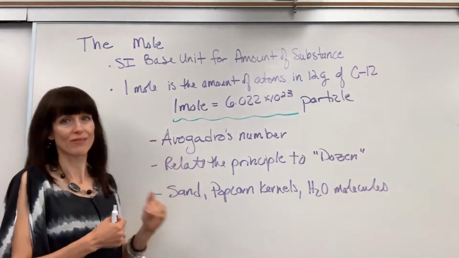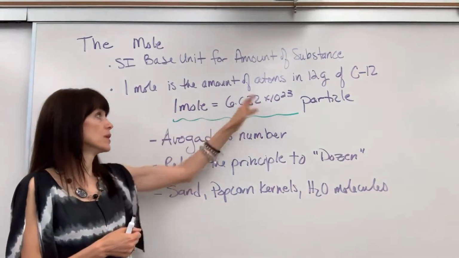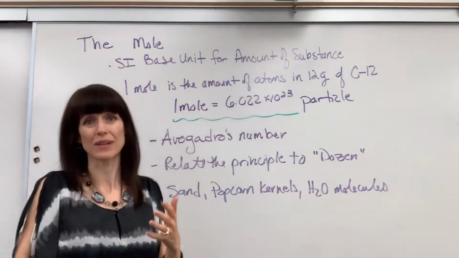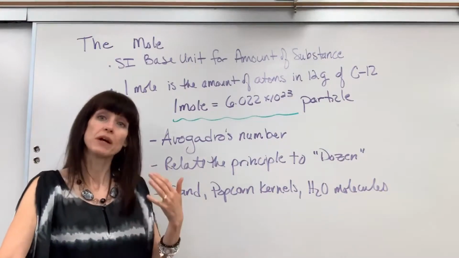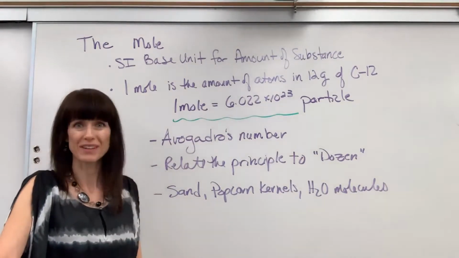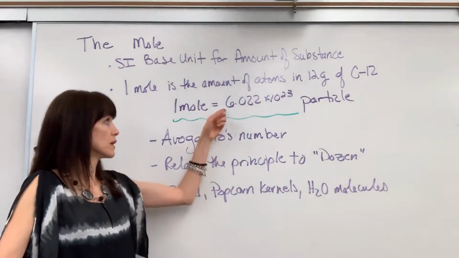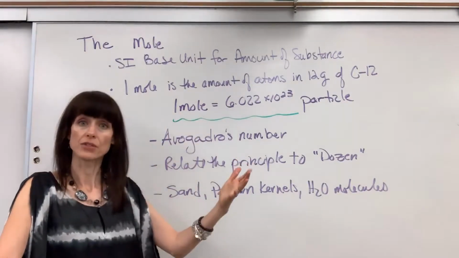Now, this number we've given a name. It is called Avogadro's number. Avogadro wasn't the one that came up with this number. In fact, he didn't even come up with the principle of a fixed number. However, he did do experiments that laid the groundwork. And so scientists, in honor of the work that he had done, named 6.022 times 10 to the 23 particles equals 1 mole after Avogadro.